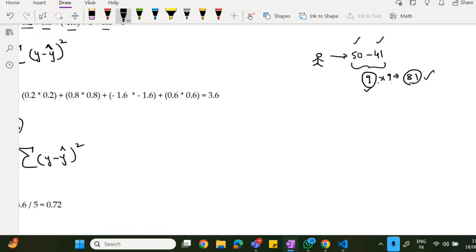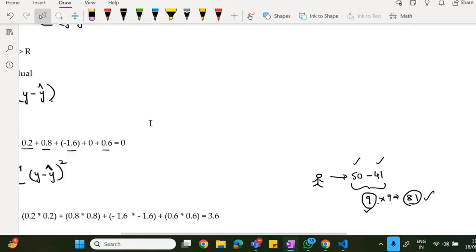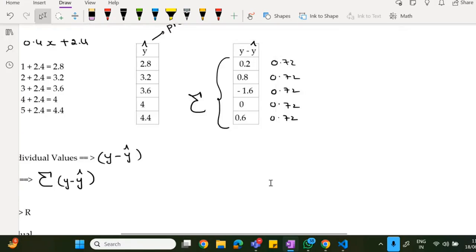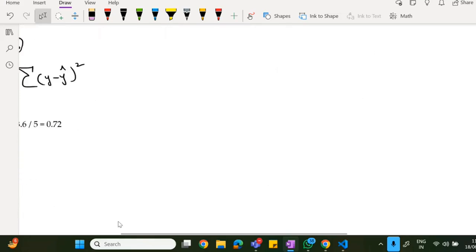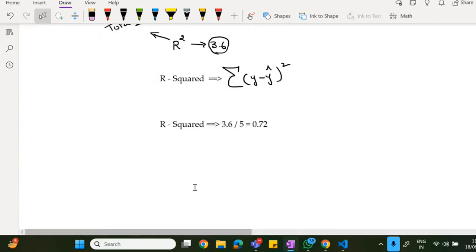This is the problem over here. The same thing we are doing here. We had a small error, 0.2, and another 0.8. Then we squared it and distributed it, and that error is showing up so big, 0.72, 0.72. Now, first, how did you distribute it? By dividing it by 5.